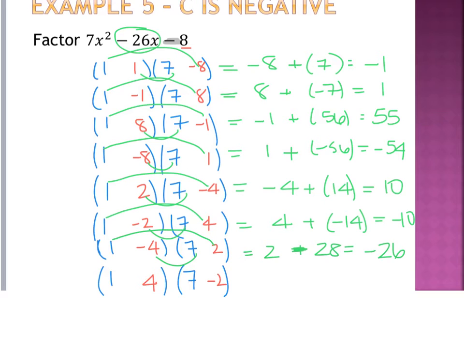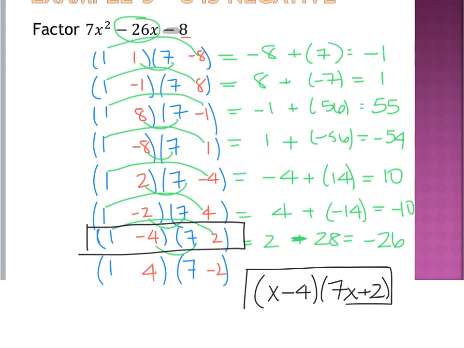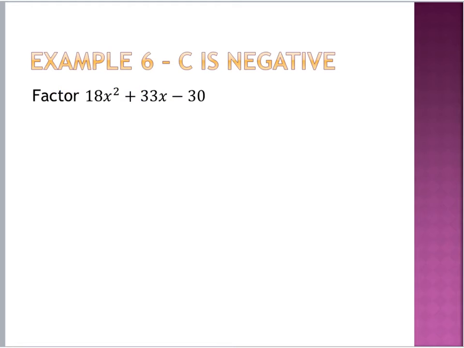So what that tells me then, I wanted a -26. So this right here is going to give me my factors. And that means that my 2 factors are going to be x minus 4 times 7x plus 2. And remember, you can FOIL those out to double check your work.